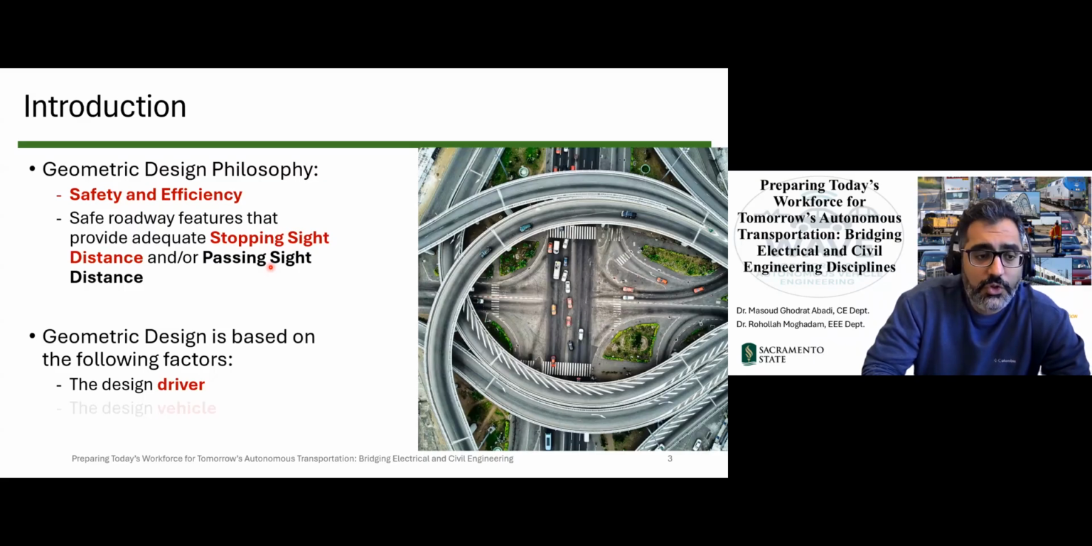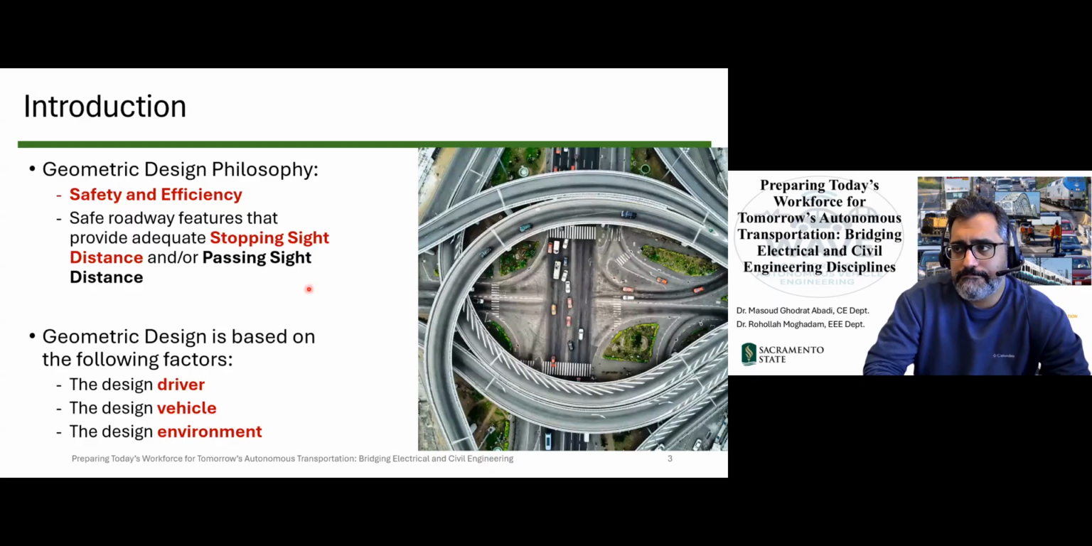We'll talk about them. We should also consider the design vehicle. Sometimes a passenger car might be a critical vehicle. Sometimes it could be a truck. Sometimes it could be a fire truck that should be accommodated in our design. And finally, we have to think about the design environment. If I'm designing for an interstate highway versus a very remote rural road, the expectations and the design criteria are going to be very, very different.